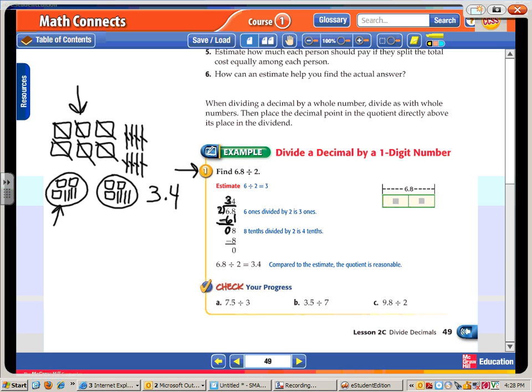Then I'm going to bring down the next thing I need to divide up, which was the longs. So I have 8 longs. If I have 2 groups and 8 longs, how many can go in each group? 4. How many did I use? 4 times 2, I've used 8. Subtract, and I have 0 remainders.